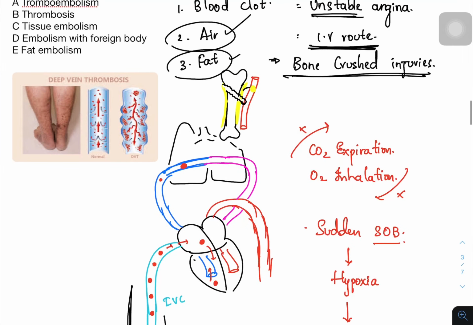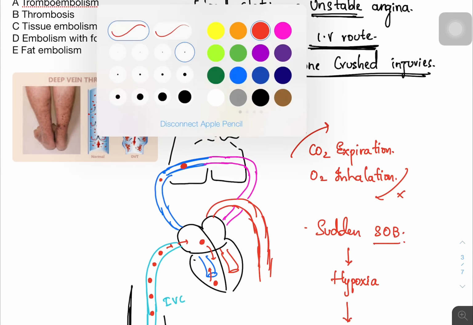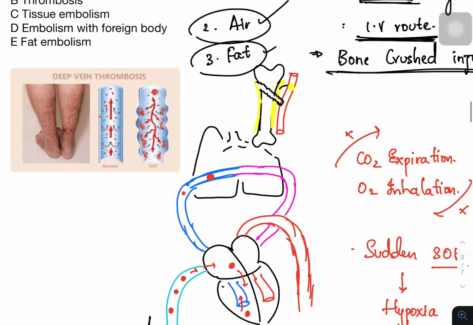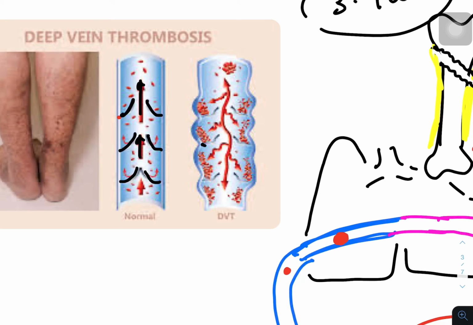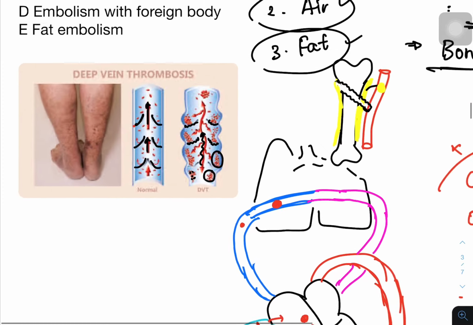Okay, let me highlight it. You can see in this picture that these are the valves, and these valves are shunting the blood upwards. For example, here the valves are not functional, the valves are disfigured. When the valves are disfigured, can the blood ascend up? No. In fact, the blood stays here and forms clots. You see these red color things over here? These are the clots that are formed.